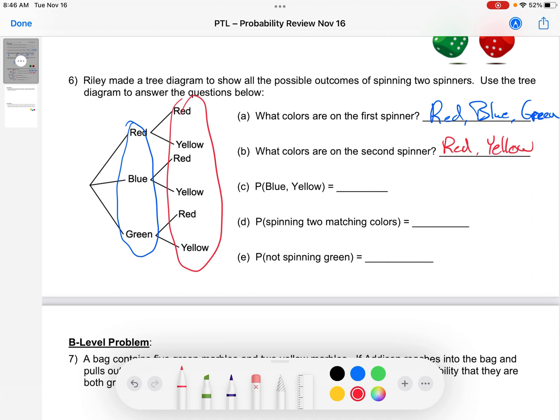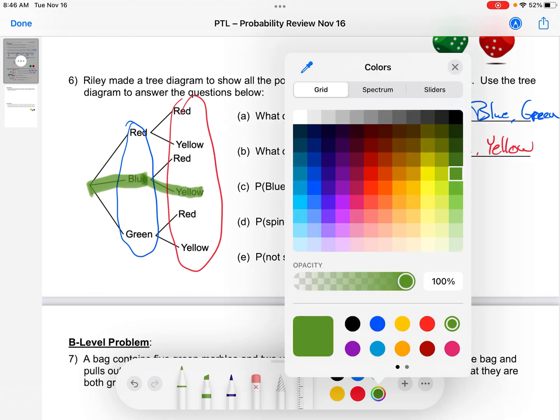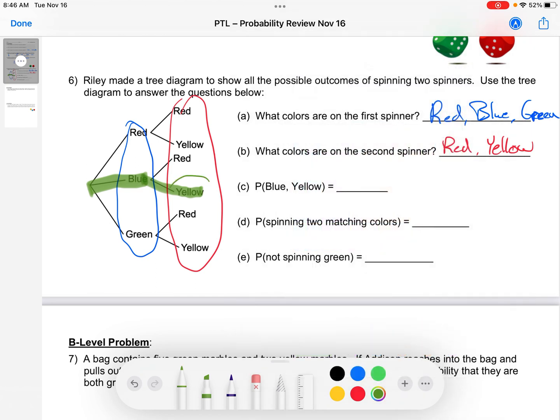What's the probability of a blue and a yellow? So what I'm going to do is highlight that. What's the probability of a blue right there and a yellow? And I have to go off there, right? So that looks like I have, let me switch to that color. I have this one, which is blue, yellow. So that's 1 out of 1, 2, 3, 4, 5, 6. So 1 out of 6.